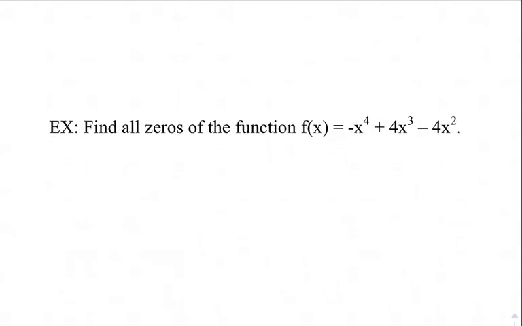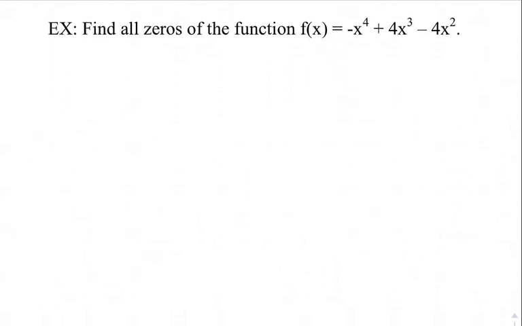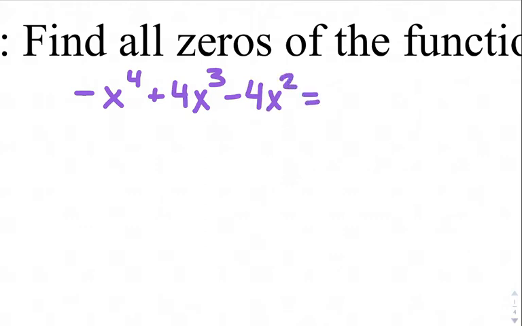So let's try another one. Second example says find all zeros of the function f of x equals negative x to the fourth plus 4x cubed minus 4x squared. Again, since it says zeros, I'm going to set the whole thing equal to 0. So it's going to be negative x to the fourth plus 4x cubed minus 4x squared equals 0.